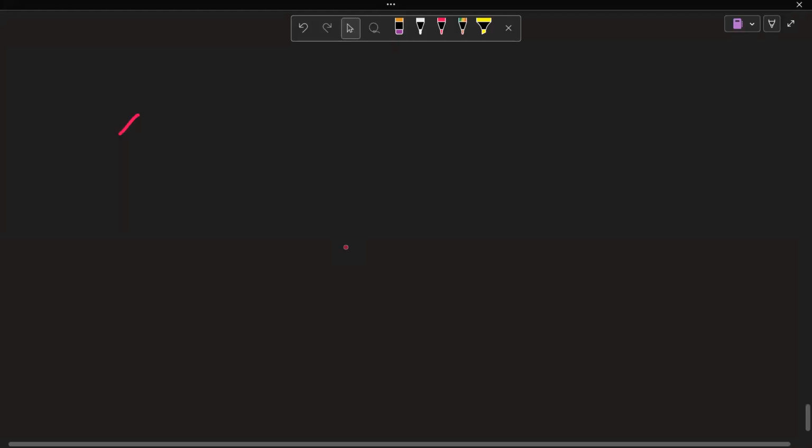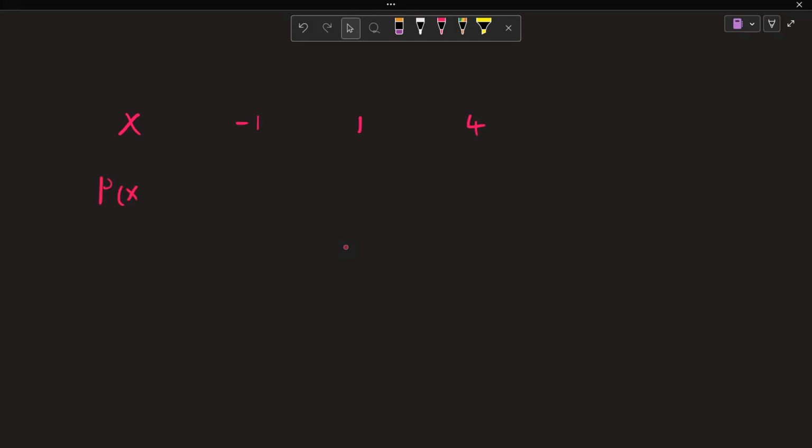Make a table. X will be the profit. What are the profit values? Minus 1 rupee, 1 rupee, and 4 rupees. That is the profit she is getting. What is the probability for those particular events? Minus 1 is for the events where the die shows 2, 4, 5. 1 rupee profit is for 1 and 6, and 4 rupees profit is for 3 only.